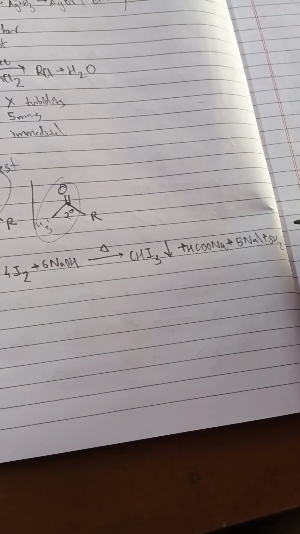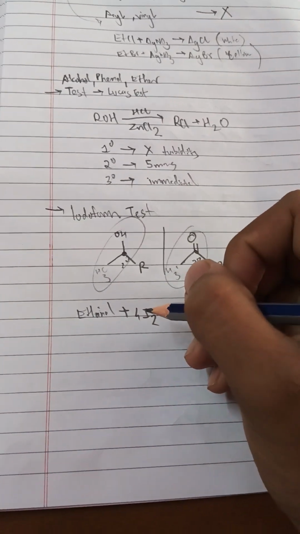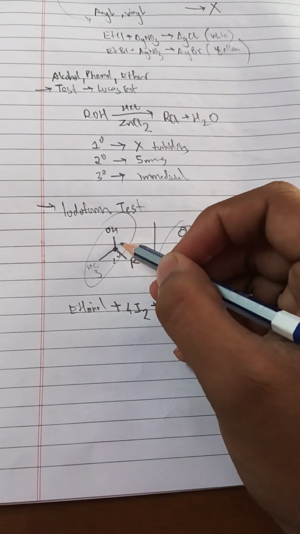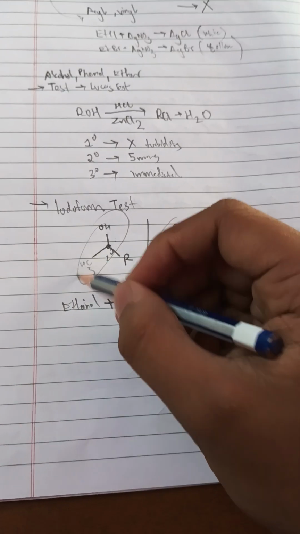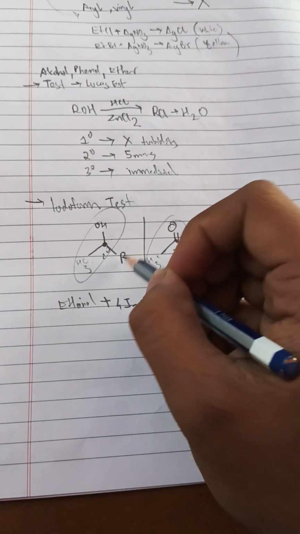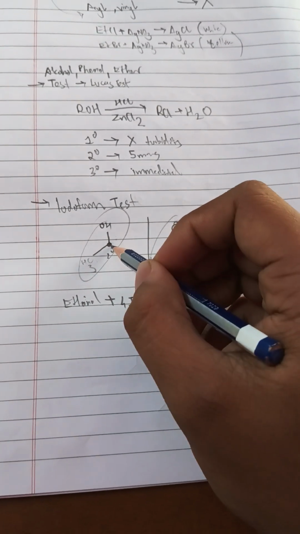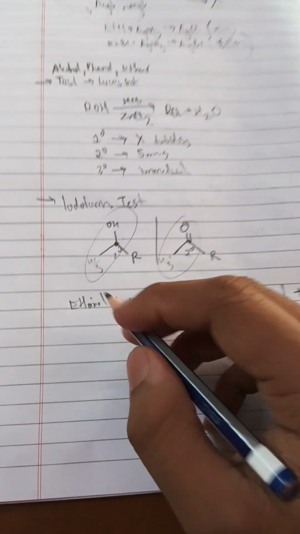We all should remember this. What about methanol? Methanol won't give the reaction. Why? Because it is just CH3OH. It doesn't have this group. Methanol, it is this, and this is the H. So the 2 degree can be seen. Okay, so that's why it is working.